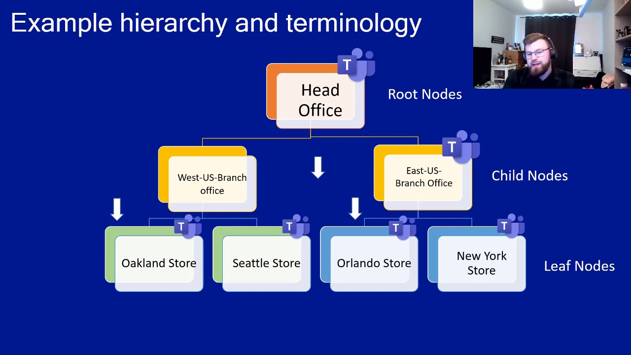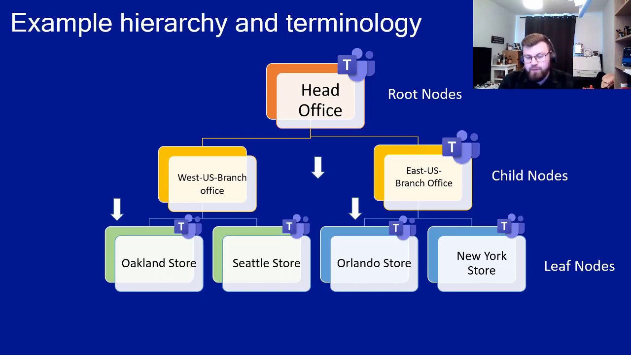But it doesn't really mean that, for example, if you look at this hierarchy, the West US branch office doesn't have this Teams icon on top of it. That means we can have it as a virtual node. It doesn't have to be a team. Obviously we have a branch in the West US, but it doesn't have to be represented by a Microsoft Teams team. We can just use it to build the hierarchy and the way it looks, and then use that hierarchy to filter which leaf node teams we want to publish tasks to. It will make sense when I show the demo a little later on.